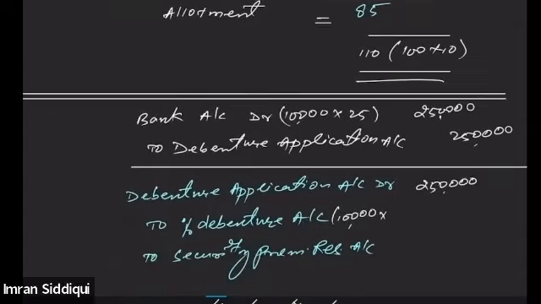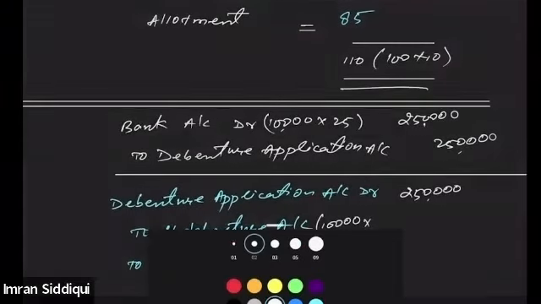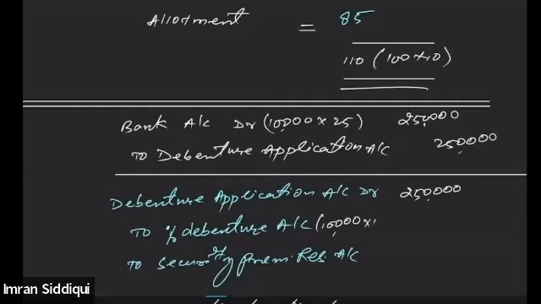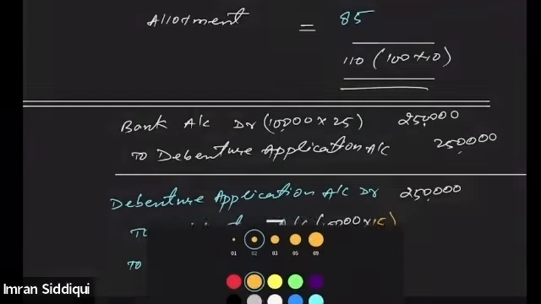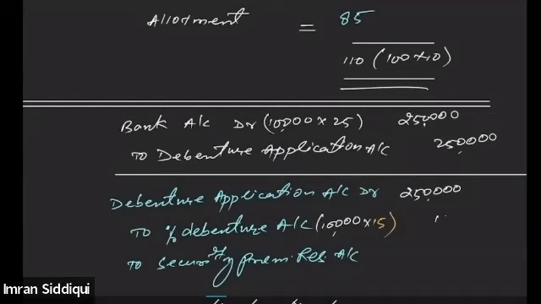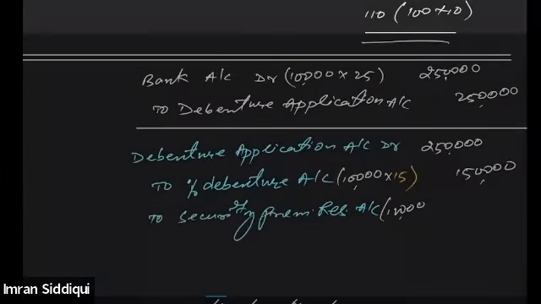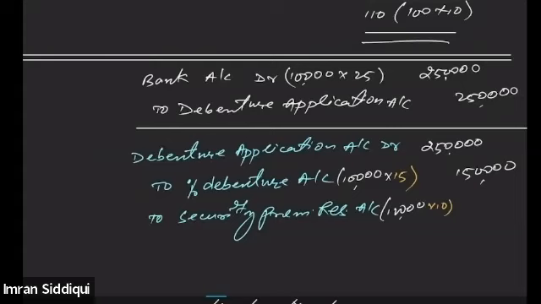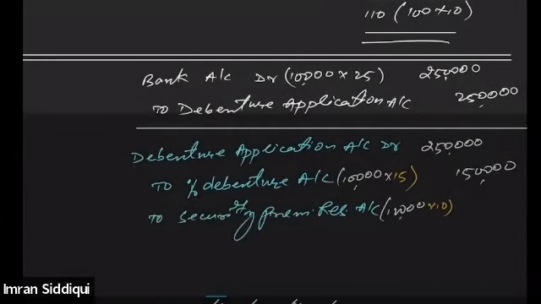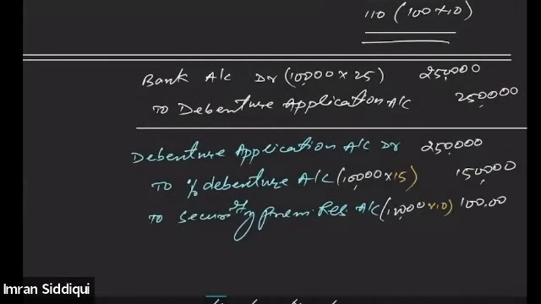So 15. Yes, 15. Because towards the face value of the debenture, we only received 15 rupees. The remaining amount has been received towards the premium. So that will give you 1,50,000. And the remaining amount, which is 10,000, into 10 rupees of premium. Multiplying this, you will get 1 lakh.